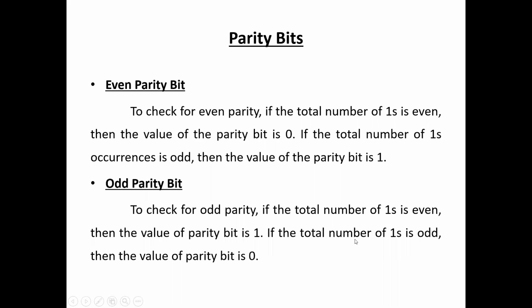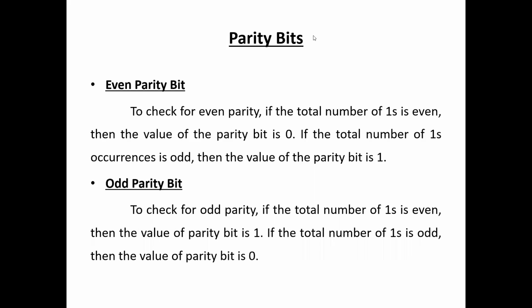If the total number of ones is odd, then the value of parity bit is 0. Suppose we take even parity, and the data is 1110. What is the parity bit? The parity bit here is 1. So 1110, we take even parity.